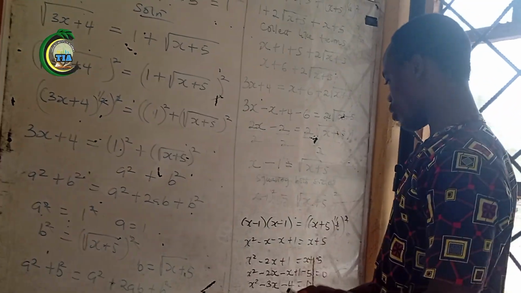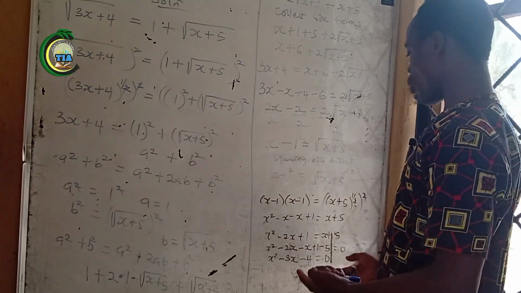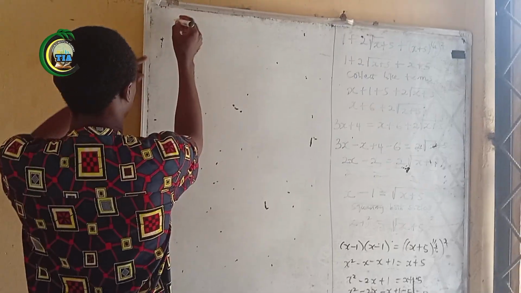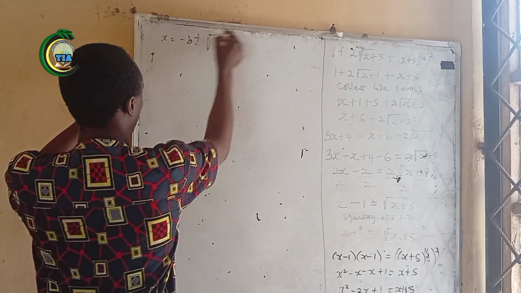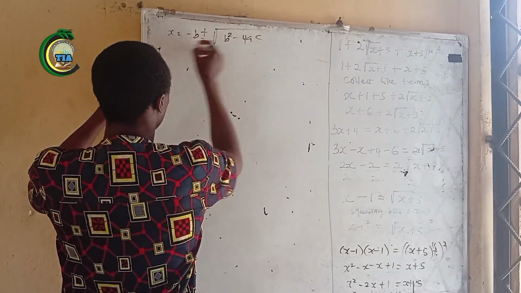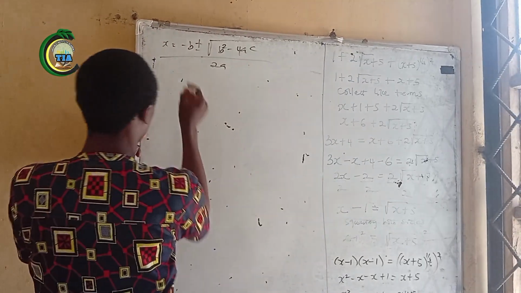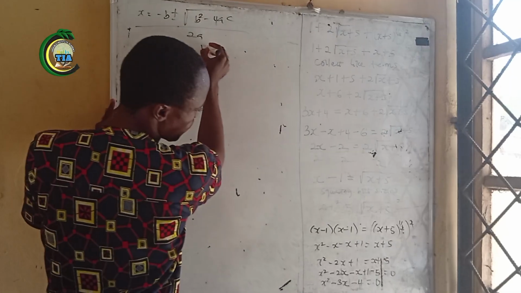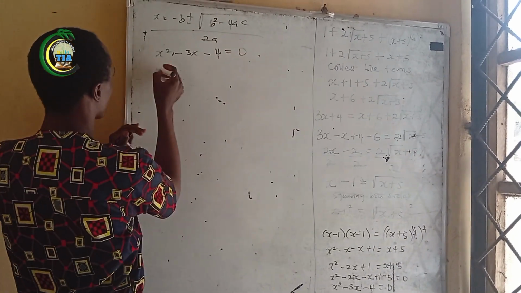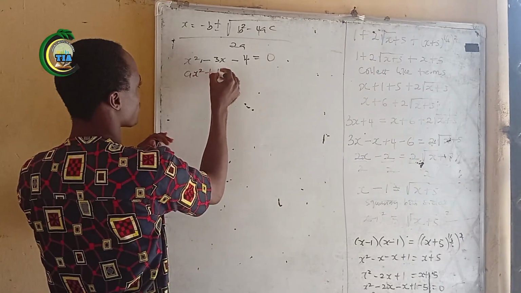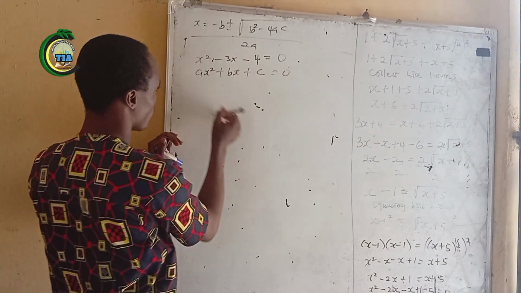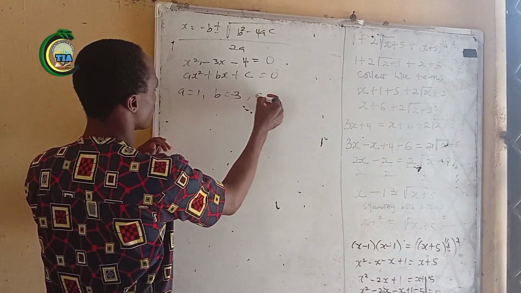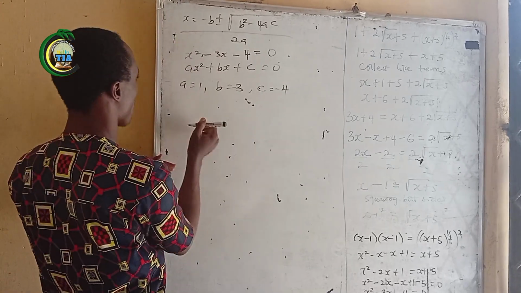Then at this point we are going to solve this quadratic equation using the almighty formula. Let us use the formula method to solve that x is equal to minus b plus or minus square root of b squared minus 4ac all over 2a. So we recall that the equation is x squared minus 3x minus 4 is equal to 0. So this implies, recalling the general form of a quadratic equation ax squared plus bx plus c is equal to 0, that our a is 1, b is equal to minus 3, and c is equal to minus 4.